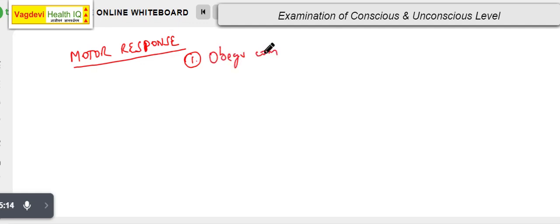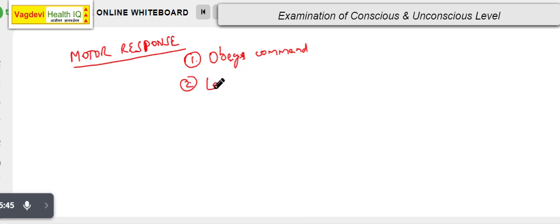A patient has been moved to your hospital ICU after some head injury in a road traffic accident, but you are asking something and he's able to obey the command. Suppose you say, touch your nose, and he's able to obey the command. Could be his eyes are closed, but he's able to obey the command.